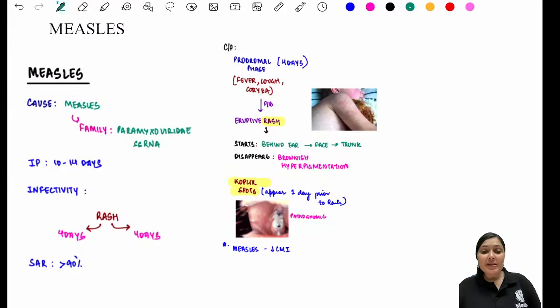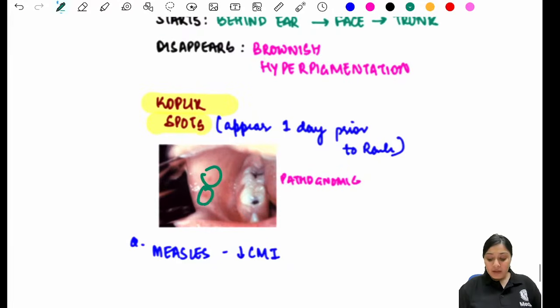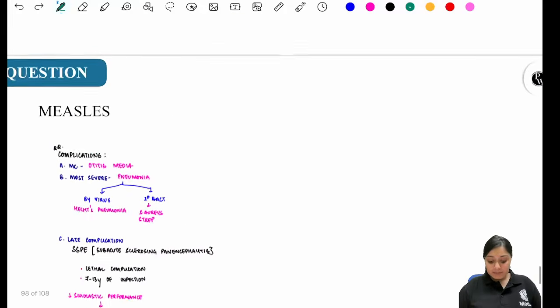So what happens in measles infection? Initially, you are going to have some prodrome phase where there is fever, cough, coryza. After that, there is appearance of rash. This rash initially starts behind the ear, then spreads to the face, then to the trunk. And then it disappears also, leaving back a brownish hyperpigmentation. And again, a classical finding that measles infection is associated with is these Koplik spots. Can you notice the Koplik spots over here? These appear 1 day prior to the rash. These are just adjacent to the second molars. So these are Koplik spots that you see in measles.